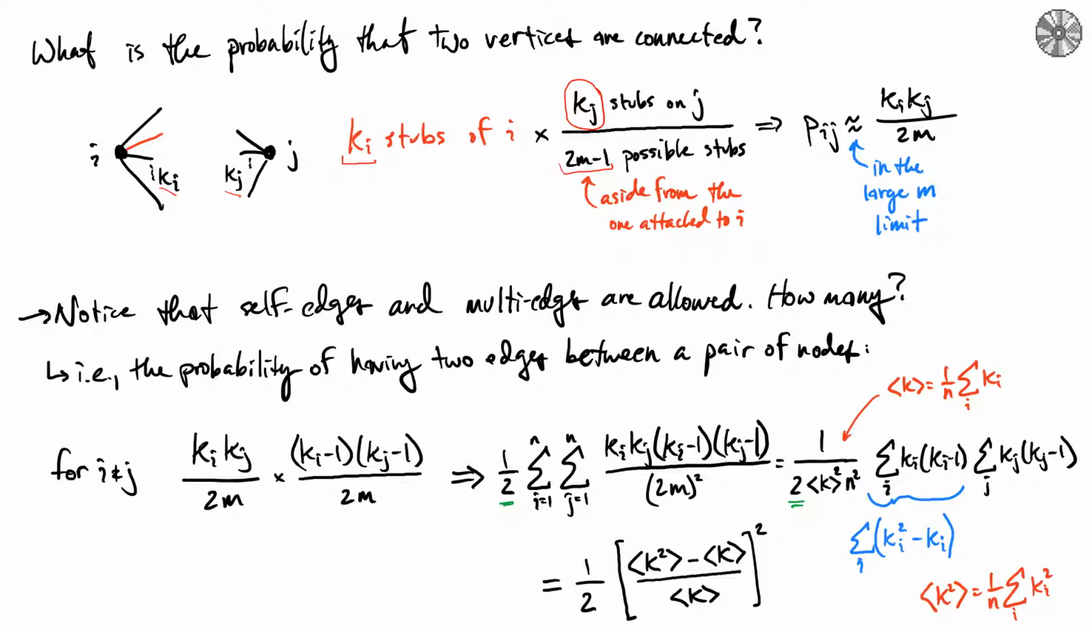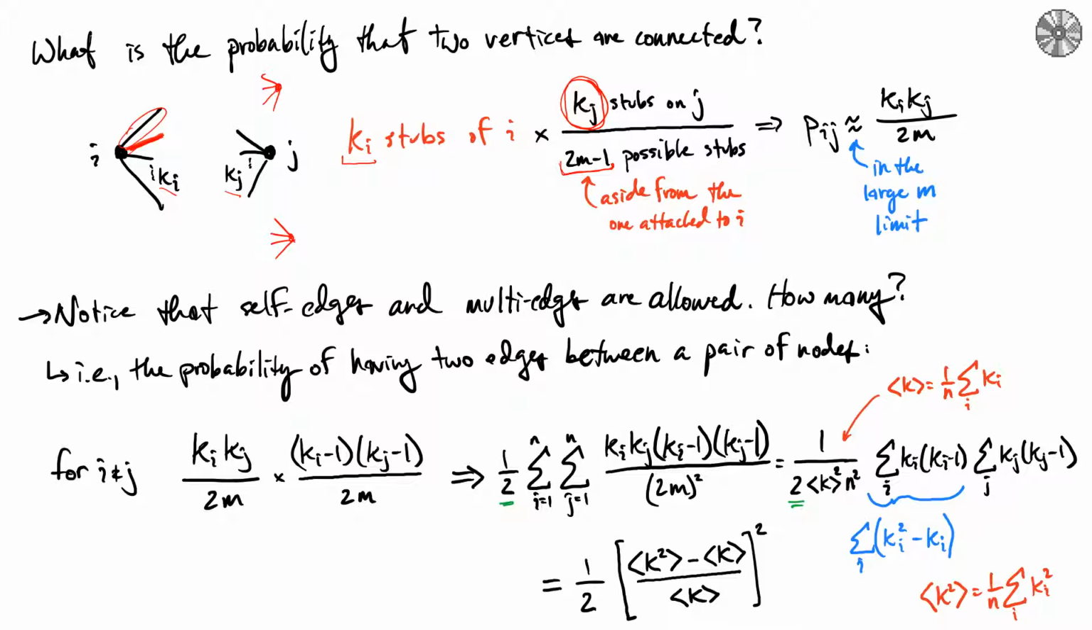So we have 2m minus 1. The one edge is the one that we're actually picking, and we can connect to all of the others, because remember, anything is fair game. We could have other nodes over here that have edges that we might select, and we may even select some of the edges that are on i as well. So there are k_j options that are connected to j out of the rest of the 2m minus 1 possible stubs.